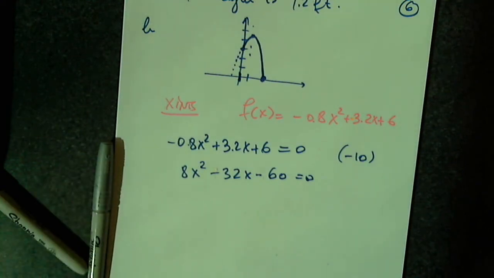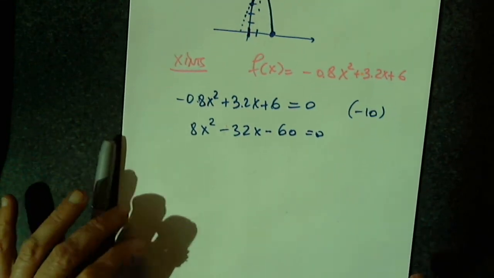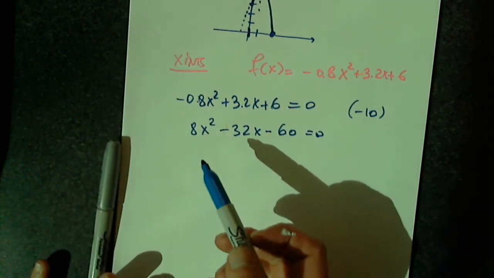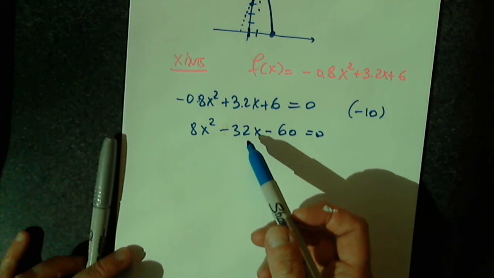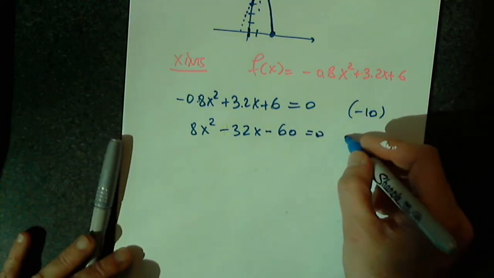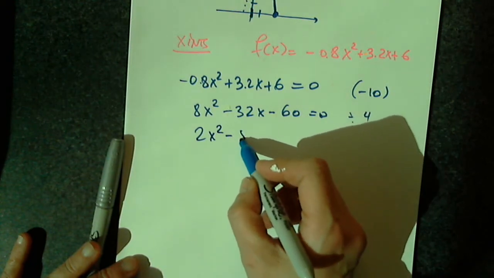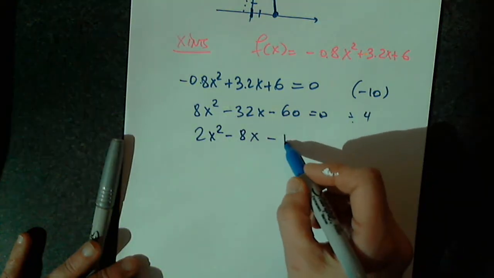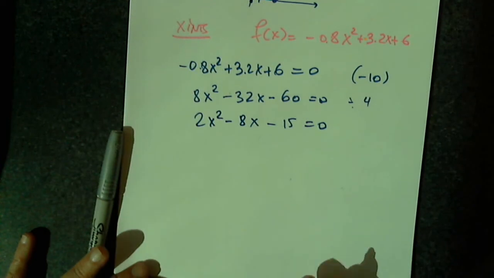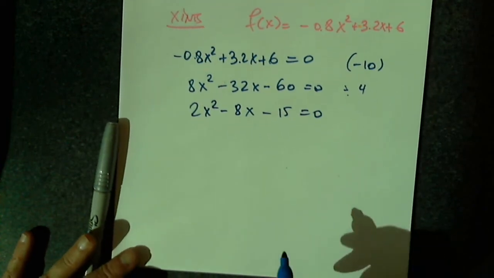So now, of course, I'm not going to attempt anything else but the quadratic formula, although I could simplify by 4. Yes, let's also divide by 4. So I have 2x squared minus 8x minus 15 equals 0, to have as small numbers as possible.